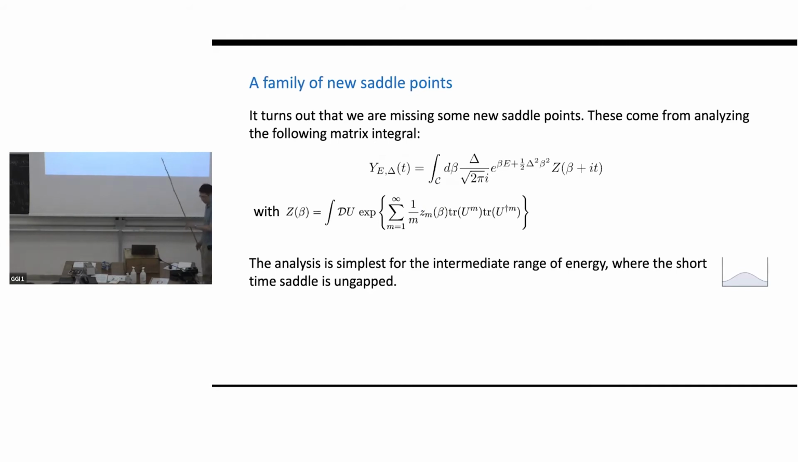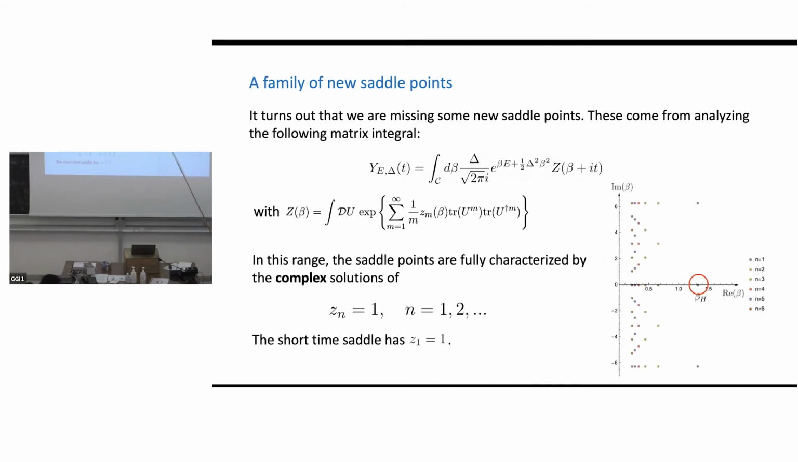Now, I don't really have time to go into the detail, but it turns out that we are actually missing many new saddle points. And these new saddle points can be found by studying the following matrix integral. So you consider this microcanonical ensemble, which is some sort of inverse Laplace transformation of the canonical ensemble partition function. And the canonical one is simply given by this matrix integral. So when you solve this problem, you are finding the saddle point of beta, and at the same time, you are finding the saddle point for the holonomy matrix U. And as I mentioned briefly, this analysis that was done in my paper is simplest for the intermediate range of energy where the short time saddle is ungapped.